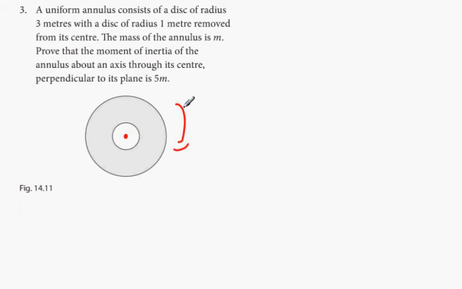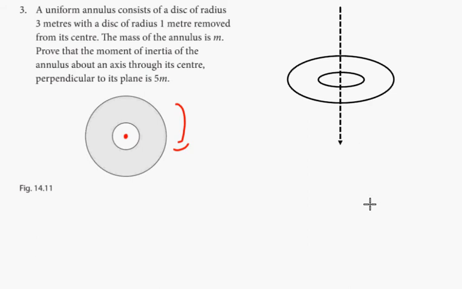Through the center perpendicular to its plane would be rotating around this way, like a CD around a thread almost. So that's what you're looking at there. The mass of the annulus is m. Prove that the moment of inertia of the annulus about an axis through its center perpendicular to its plane is 5m.